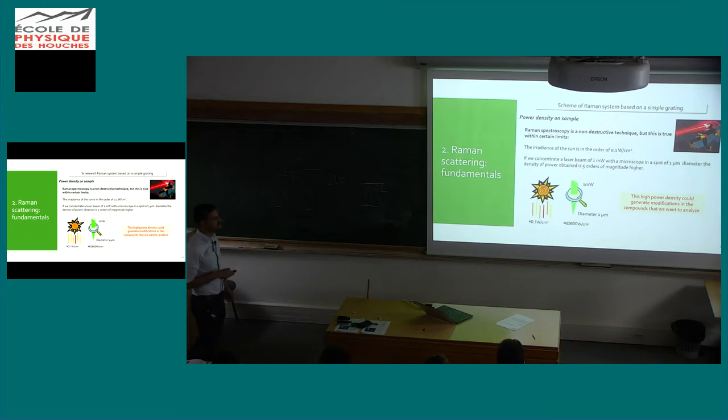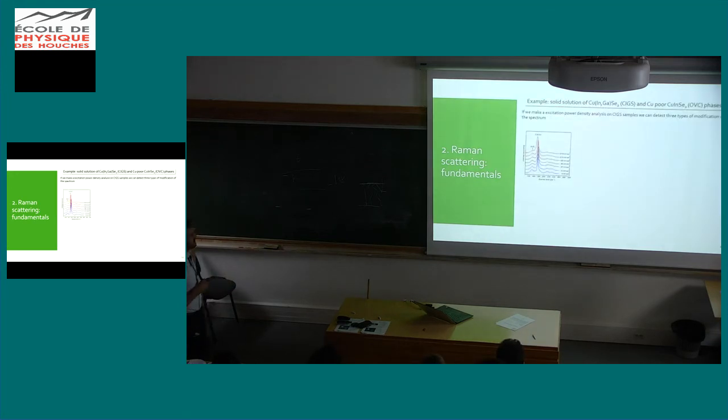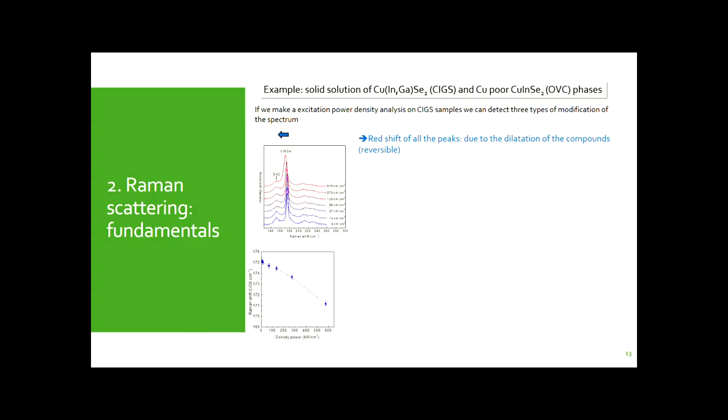So this is extremely intense. If you don't take care of this in your Raman setup, you will burn your samples instead of characterizing them. And this is the first thing that you have to consider when you start to study a material. These are some examples of what happens when you don't control the intensity of the excitation light in your Raman setup. This is for CJS.